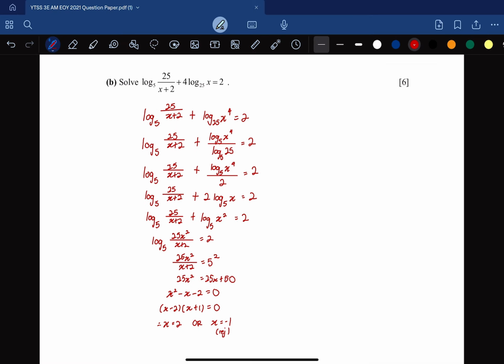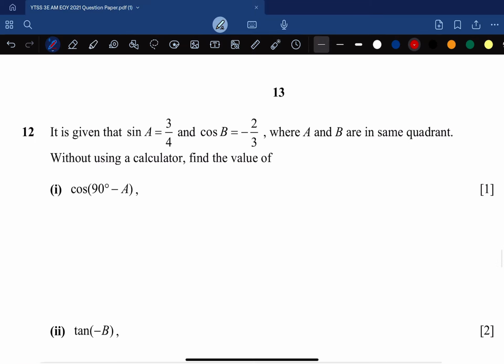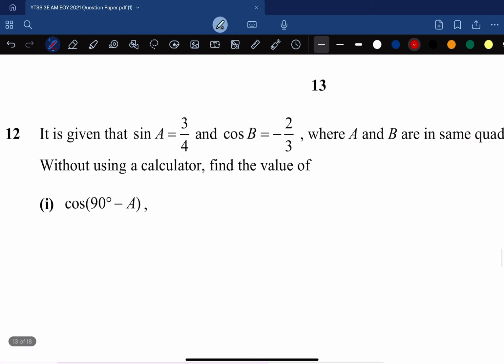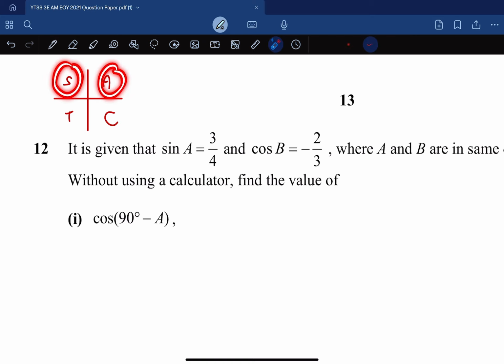Okay, moving on to question 12. Question 12, it is given that sine A and cosine B are these values, whereby A and B are in the same quadrant. So let's find the quadrant first. Sine A, this is a positive value. We know positive value based on my ASTC, my 4 quadrants. When sine A is positive, it is only first or second quadrant. Let's write this down, first or second quad.